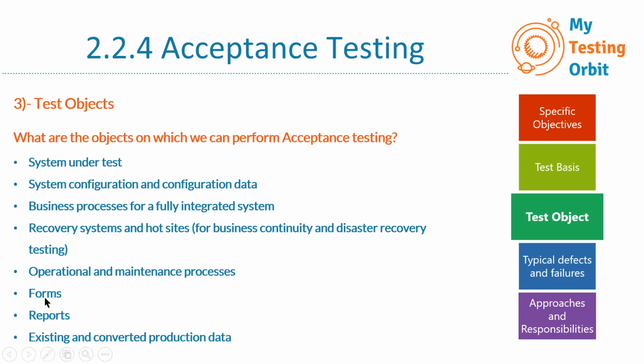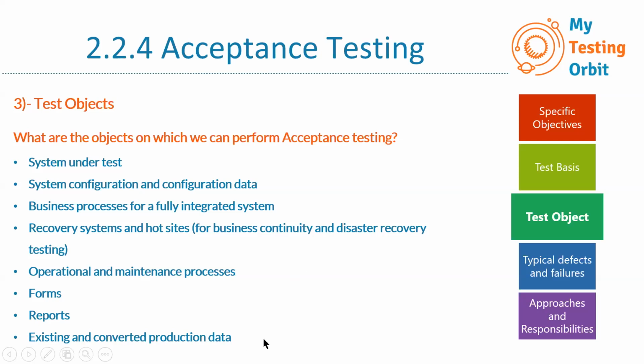Then come forms and reports. If there are any specific forms as part of our systems, or if we have to perform acceptance testing on specific reports, then those are required as well. The last one is existing and converted production data. So we may be performing acceptance testing either on the existing production data or on converted data.